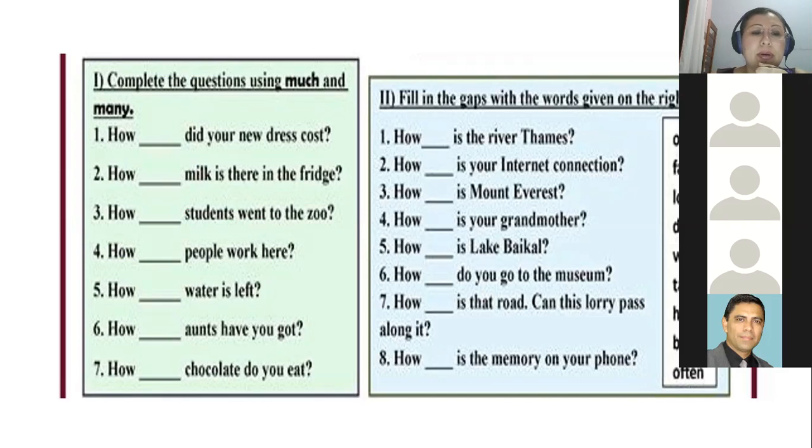How much water is left? How much, yes. Water is uncountable. How many ounces have you got? Many. How many? Yes, many, because we can count your ounces.